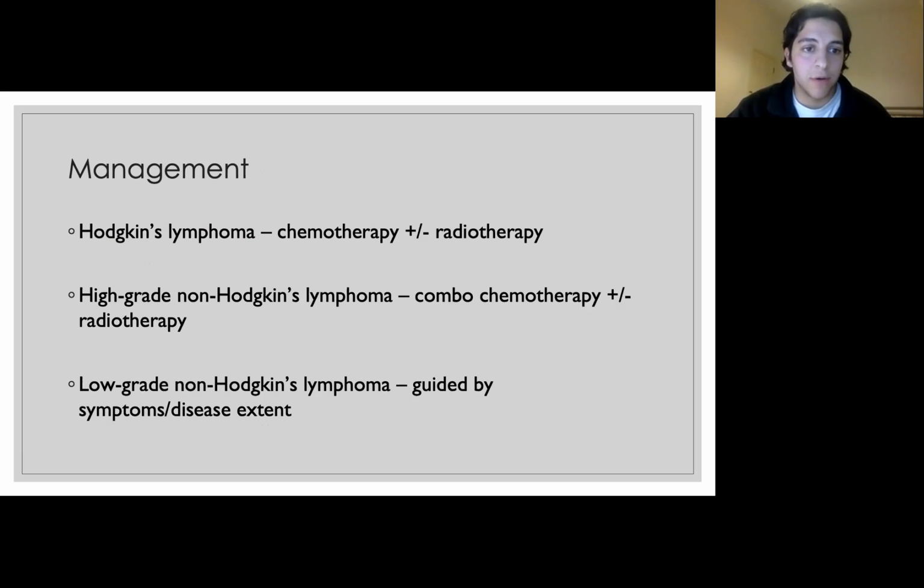So management of lymphomas is very similar for all of them, but for Hodgkin's lymphoma you'd use chemotherapy plus or minus radiotherapy. Non-Hodgkin's lymphoma depends on whether it's high-grade or low-grade. If it's high-grade, you can use a combination of chemotherapy with or without radiotherapy. And low-grade treatment will be guided by the symptoms and the disease extent. All treatment will be MDT-led management, and there'll be a big team deciding which selected patients are appropriate for chemo, radiotherapy, palliative care, etc.